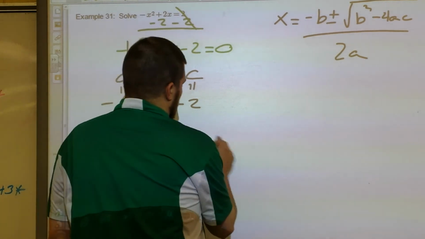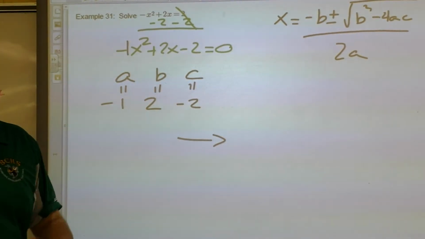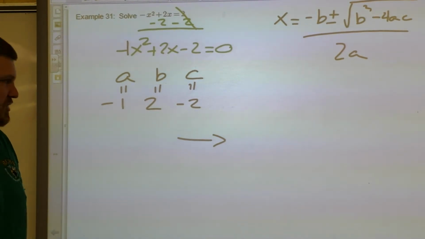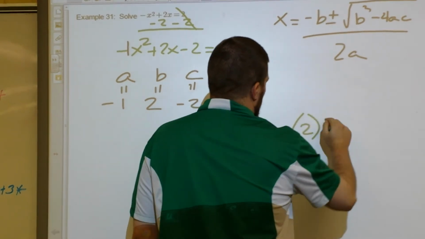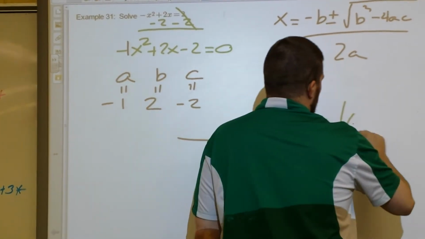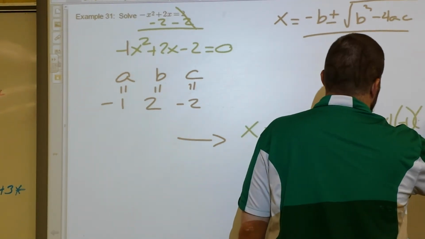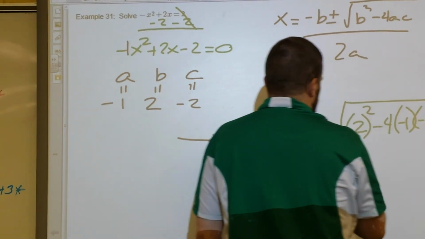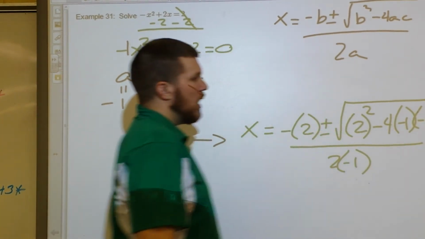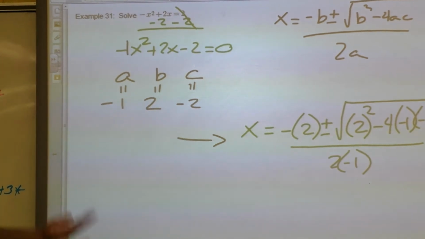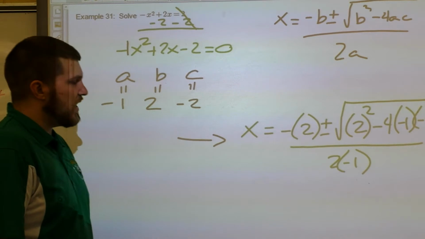Now what we're going to do is plug into my quadratic formula. When you plug in, please punch your numbers inside parentheses. Super critical. I wouldn't ask you to do it unless it's important. So x equals negative b plus or minus square root of b squared minus 4 times a times c, all over 2 times a. All I did was plug in for a, b, and c. Everywhere I see an a, plug in -1. Everywhere I see a b, plug in a 2. Everywhere I see a c, plug in a -2.